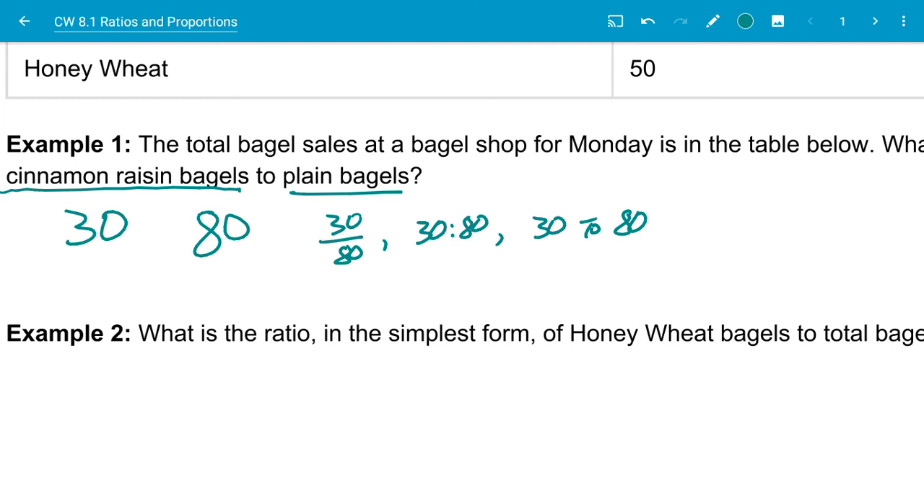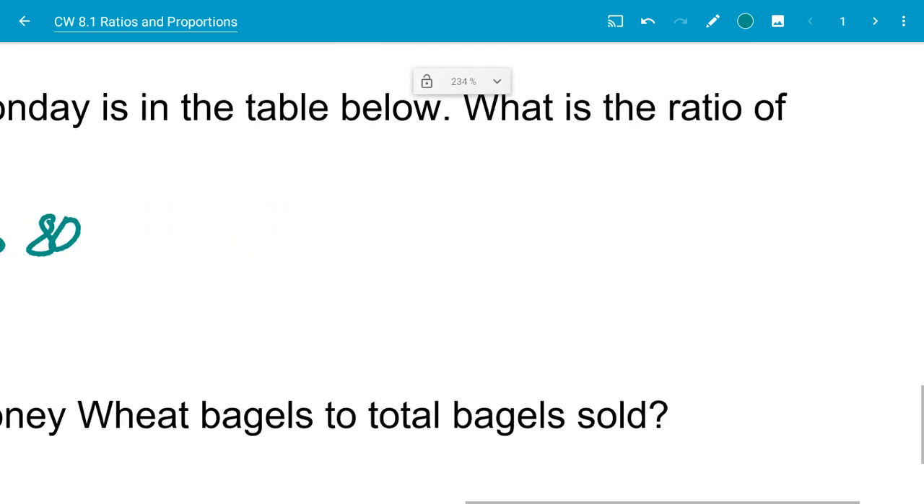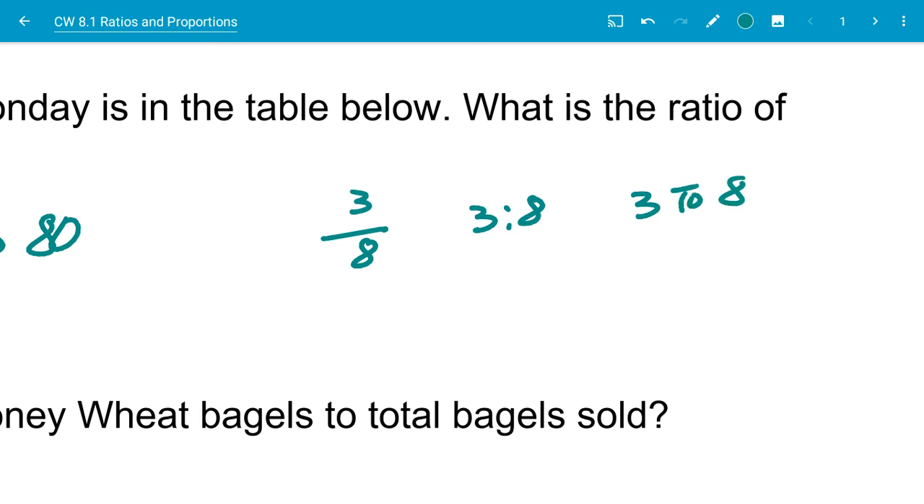However, whenever we write ratios, they need to always be written in the simplest form. So if I look at 30 and 80, I can divide both by 10, and that's 3 to 8. And that's really how it needs to be written. So anytime you write a ratio, always write it in the simplest form. So the three ways that I can write this ratio properly would be 3 to 8, 3 to 8 this way with the colon, or the words 3 to 8.